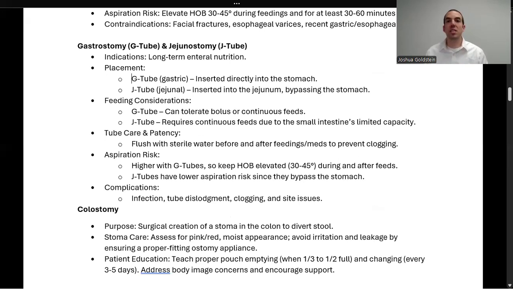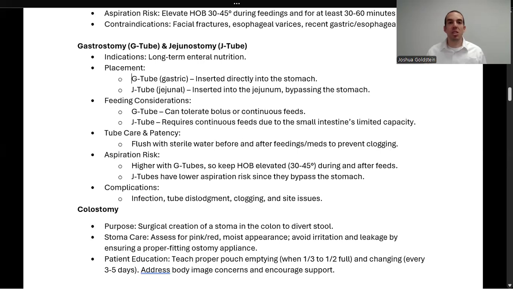You cannot place an NG or OG tube if there's trauma up here or if there's an issue with the esophagus, such as esophageal varices or recent esophageal surgery or bleeding. If a patient has nasal fractures or jaw fractures or anything that can mess up the anatomy, the risks of putting it in correctly go way up, and for that reason, we don't do it. Or in those cases, the provider themselves would be the one to put it in.